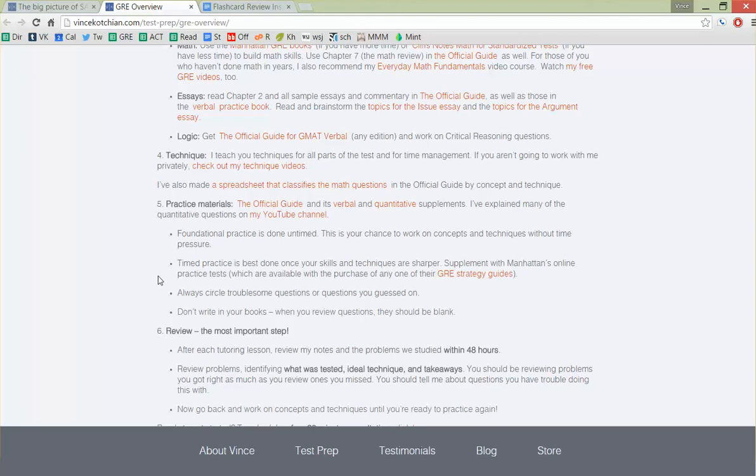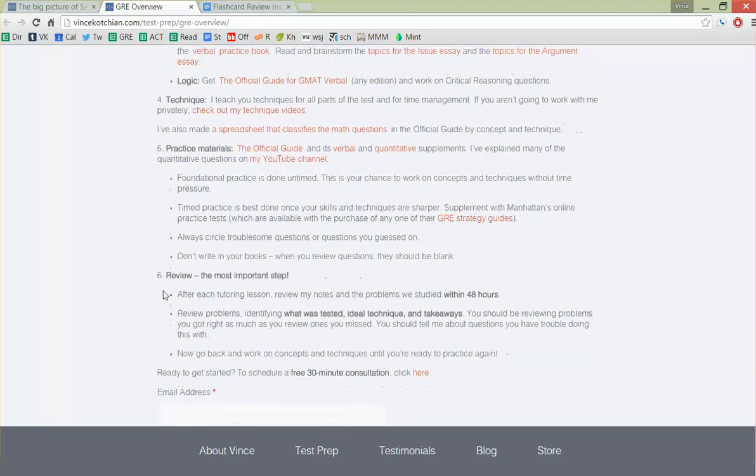Now, eventually you're going to take the ETS tests, probably toward the end of your prep, because those are the best indications of what the real GRE will do. They're essentially real GREs. A couple notes: always circle stuff you guessed on so you can make sure you actually understand it. Don't write in your books. When you review a question, it should be blank so you can't use any advantage to figure it out.